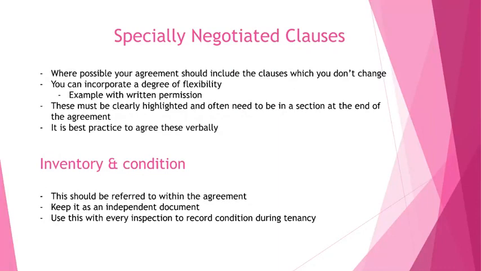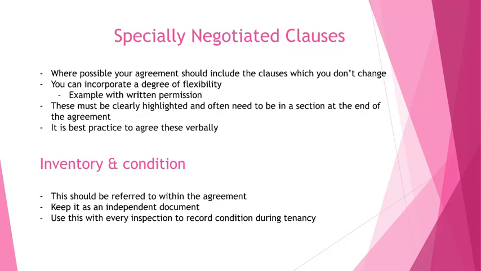What you need to do with these is determine them and make sure that they are clearly indicated within your tenancy agreement. So where possible, it should include all clauses that don't change when you incorporate them into your tenancy agreement. So if you have anything that you've negotiated with the tenant that you don't want to put in the tenancy agreement, that's completely okay, as long as you make reference in the tenancy agreement to the requirement for permission and how they can obtain permission, and then you keep a written record of that.